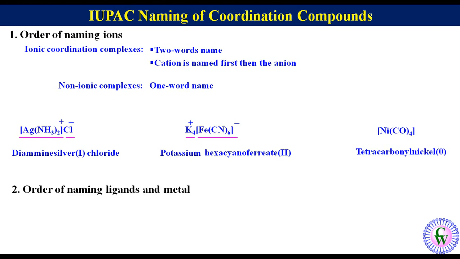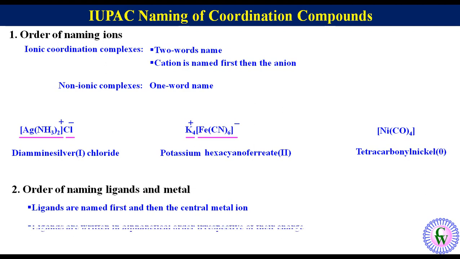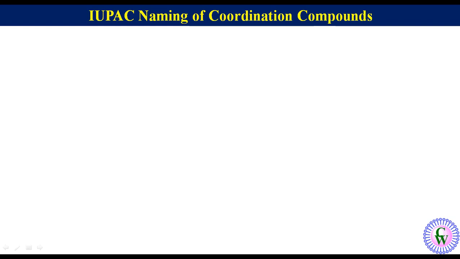Point number 2, order of naming of ligands and metal. Ligands are named first and then the central metal. Ligands are written in alphabetical order irrespective of their charge. Point number 3, names of ligands.